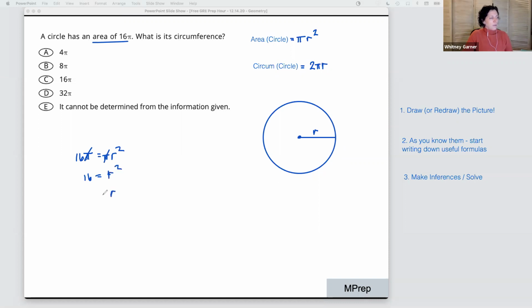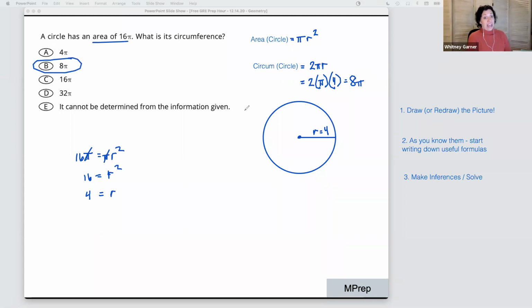And therefore, we only worry about positives in most of our geometry. So r is going to be equal to 4. So our radius is 4. I'm going to plug that back into my circumference formula. So this is 2 times pi times 4, or in other words, 8 pi. So my correct answer is B.